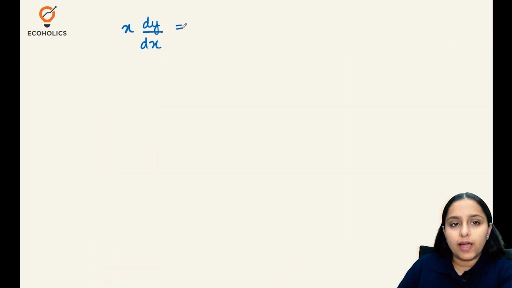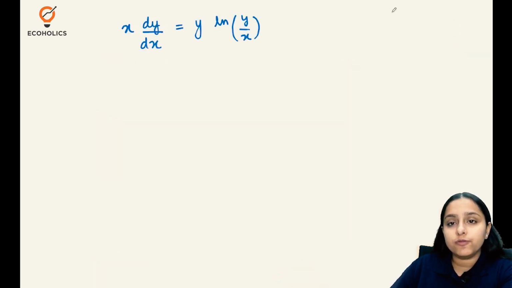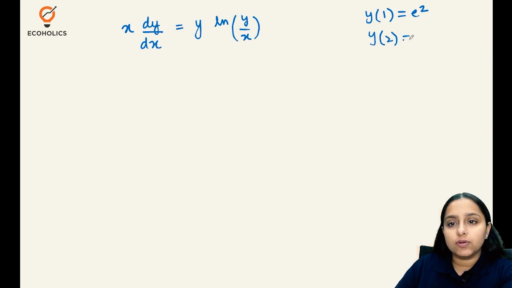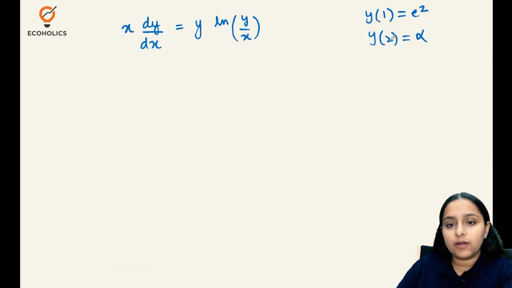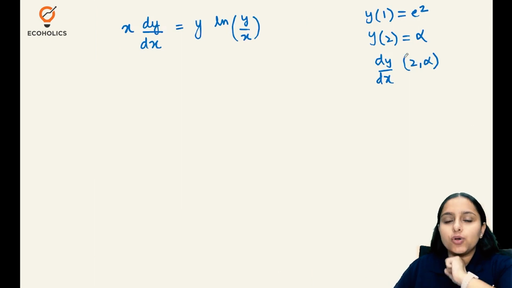x into dy by dx is equivalent to y into log y by x, where y and x both are strictly positive. y at 1 is equivalent to e square, and the other initial condition is when x is 2, y is equal to alpha. These are the two initial conditions, and we have to find the value of dy by dx at 2 and alpha. 2 and alpha are the respective values of x and y. So it's going to be very easy.